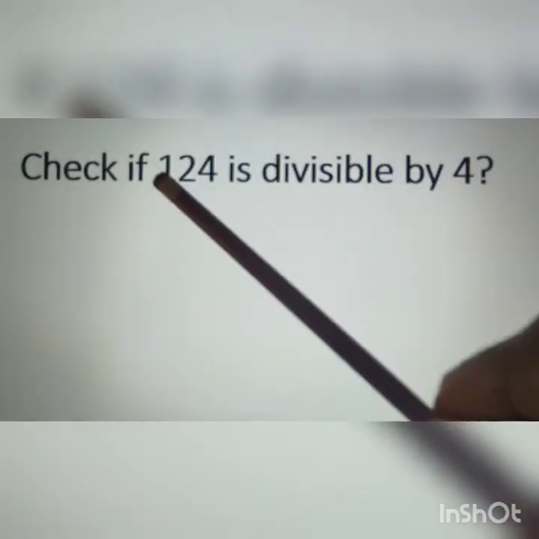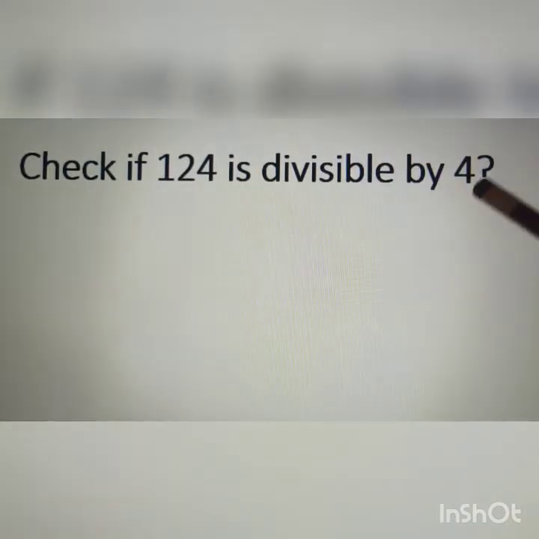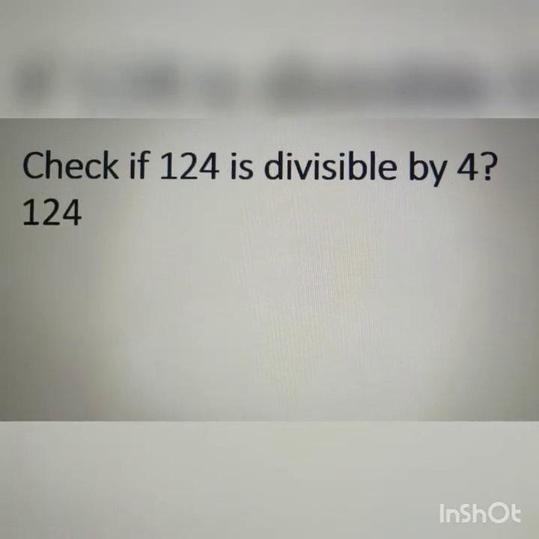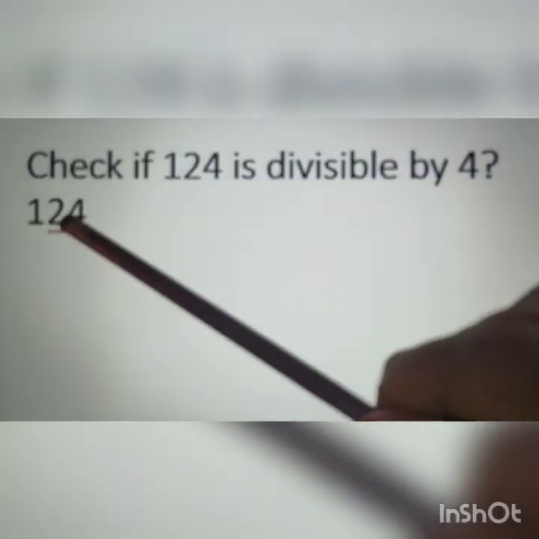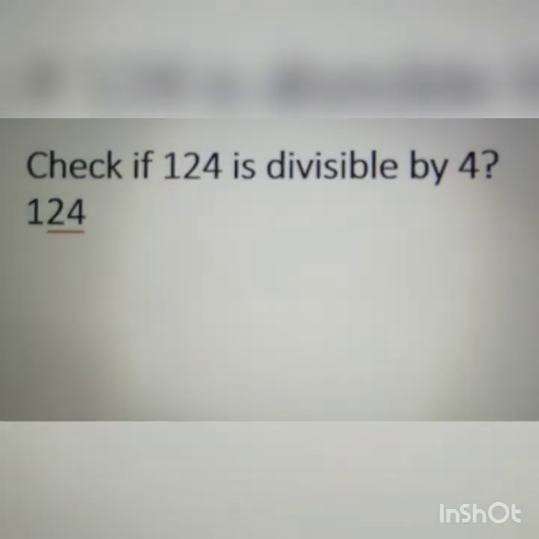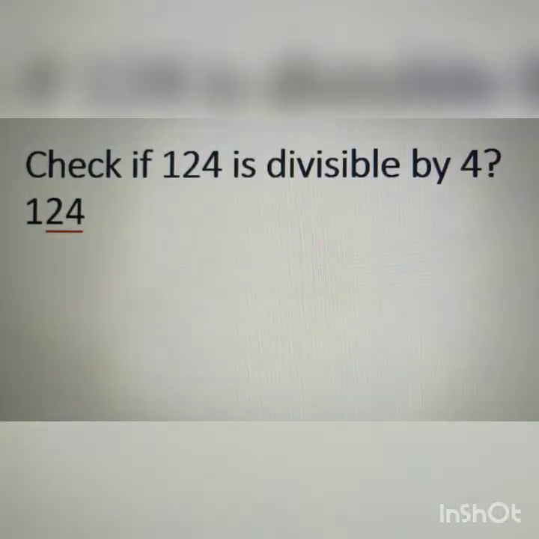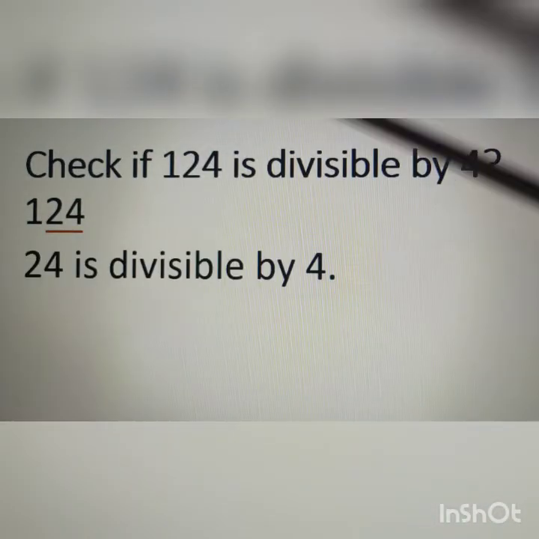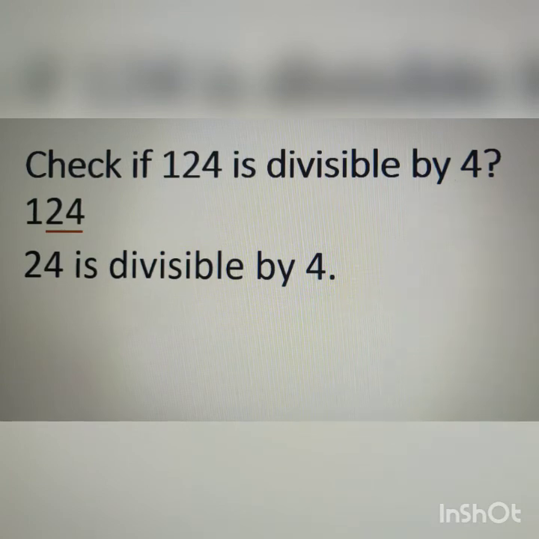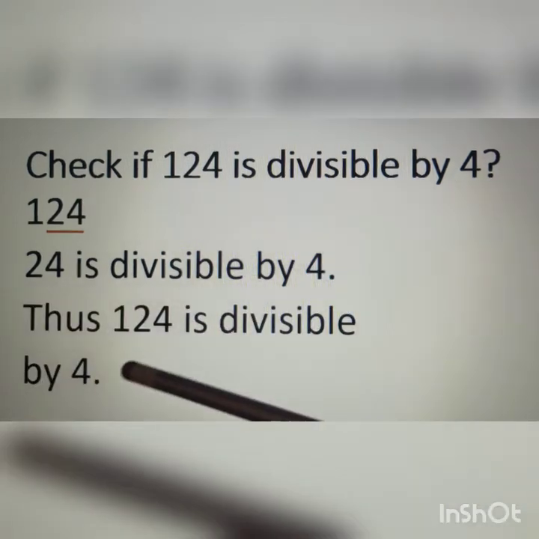Example, check if 124 is divisible by 4. By divisibility rule of 4, we have to check the last 2 digits of the given number in the ones and tens place. It is 24. If the last 2 digits are divisible by 4, then the number is divisible by 4. So 24 is divisible by 4. Therefore, we can say 124 is divisible by 4.